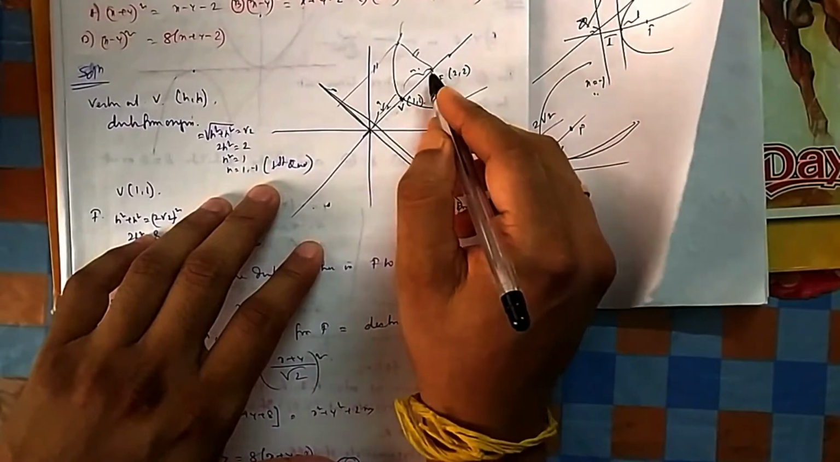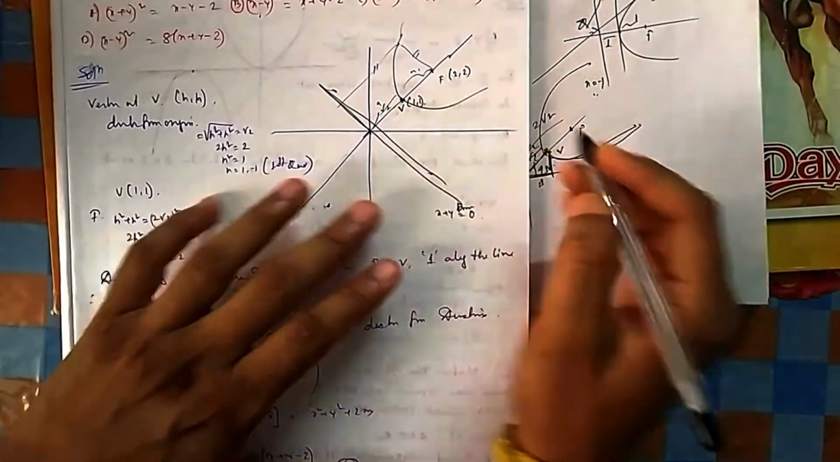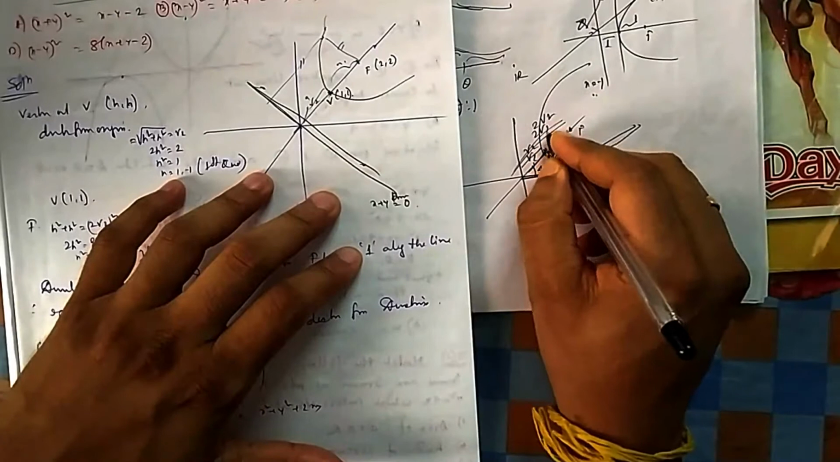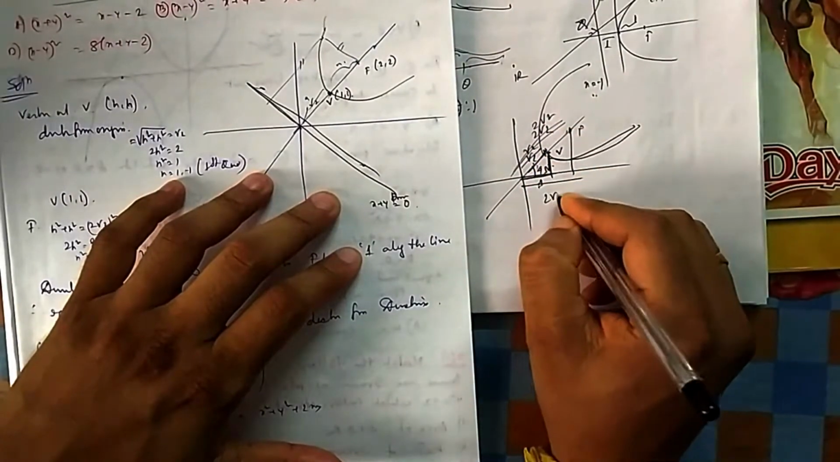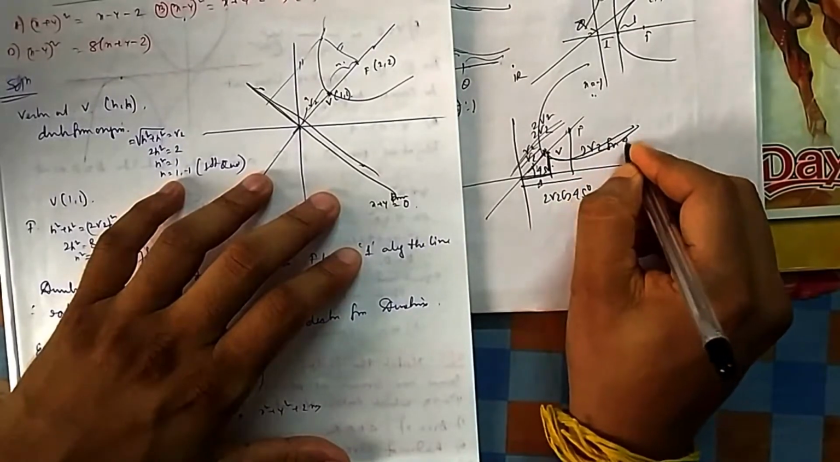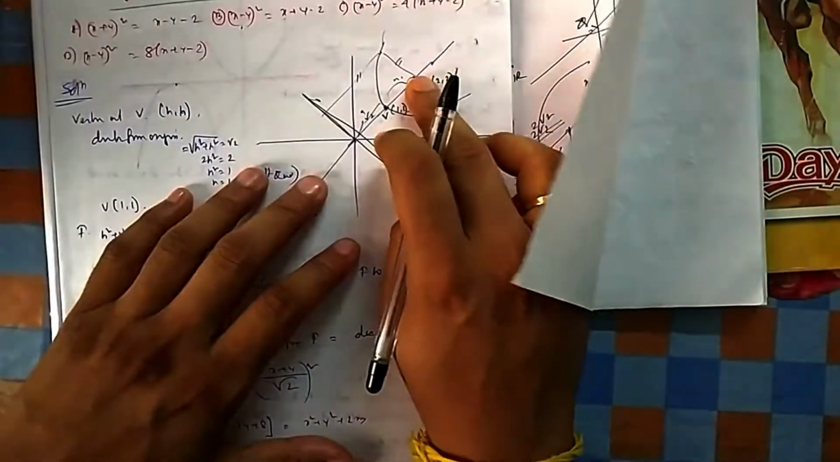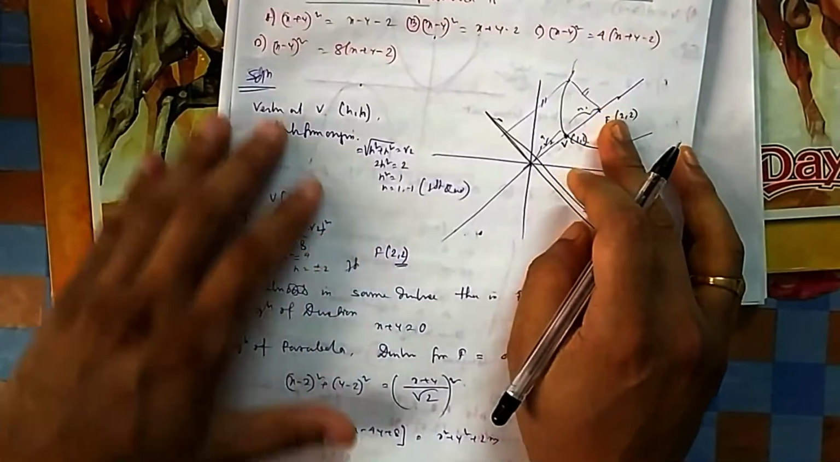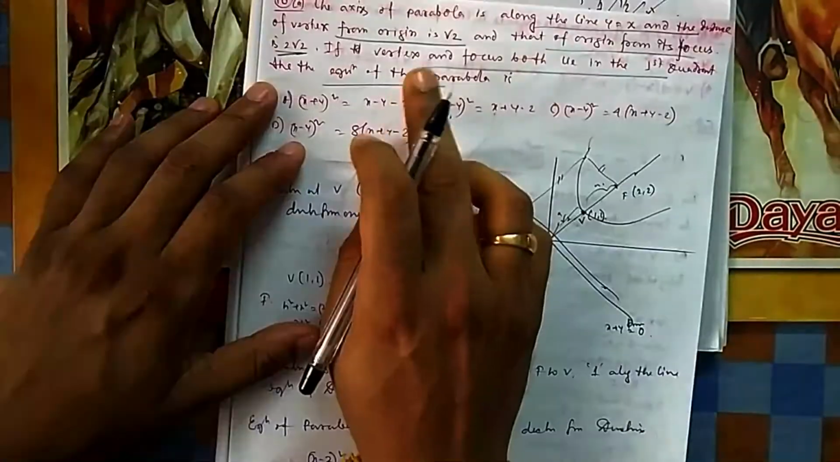Here also, because it is 2 root 2, it will be 2 2. So you can think of it in this way also. This distance is 2 root 2, angle is 45, so this will be 2 root 2 cos 45, which gives you 2, and this will be 2 root 2 sin 45, so that will also give you 2. So you know now these 2 points. Okay. What is asked here to find? The equation of the parabola.